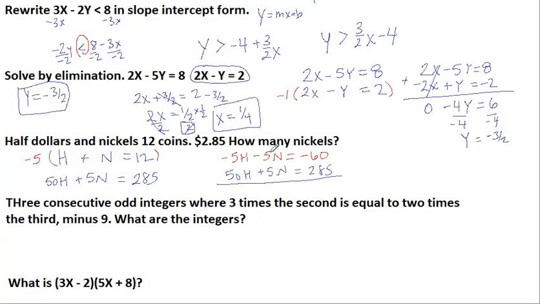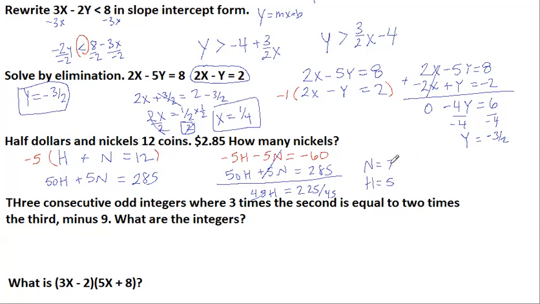So now I'm going to add them together. This one will be 0, a negative 5n and positive 5n. This one over here, we have 50h minus 5h, so that's 45h is equal to 285 minus 60, which is 225. Now I'm just going to divide by 45 to get what h is, and that's 5. So h is 5. Now I can use any equation to solve for n. I'm going to choose this very simple one: h plus n equals 12. So if h is 5, then n has to be 7. 7 and 5 is equal to 12.